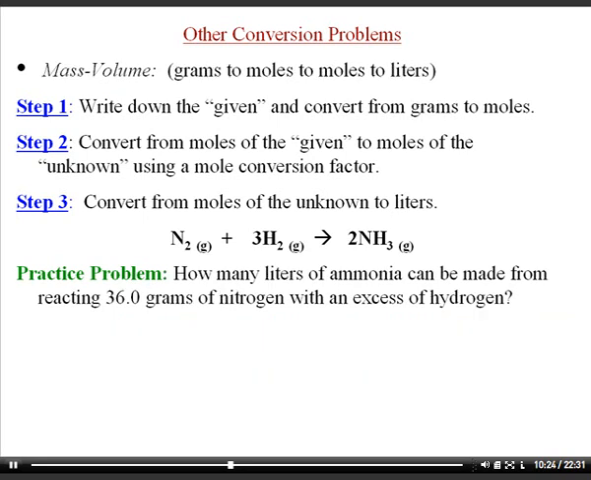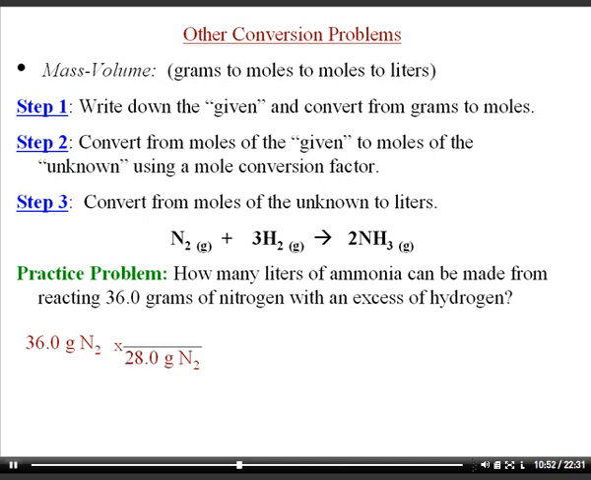The next problem is very similar to the previous one. Instead of volume mass, we're going to do mass volume. So we're going to start with the units of grams, convert it to moles, do the mole ratio step, and then convert to the volume unit, which is liters. So in the practice problem it asks, how many liters of ammonia can be made from reacting 36 grams of nitrogen with an excess of hydrogen? So 36 grams is the given amount of nitrogen. We convert it to moles by using the molar mass on bottom.